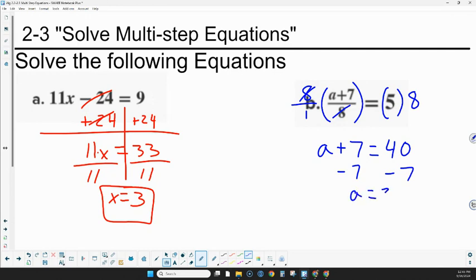A equals 33 in this case. All right. Then we have 2 more slides to get through here.